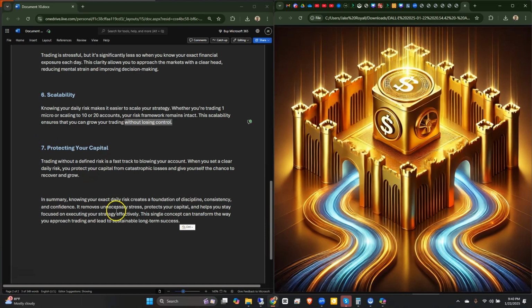In summary, knowing your exact risk creates a foundation of discipline, consistency, and definitely confidence. It removes unnecessary stress, and I would add unnecessary uncertainty, protects your capital, and helps you stay focused on executing your strategy effectively. This single concept can transform the way you approach trading and lead to sustainable long-term success. Yeah, man. Yeah, oh, for sure.